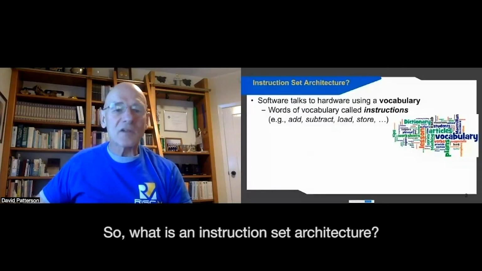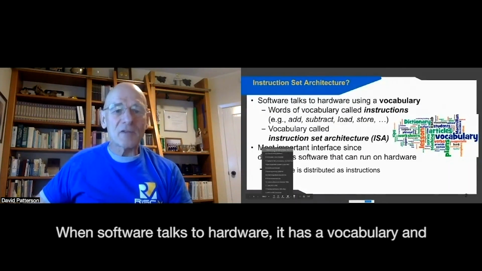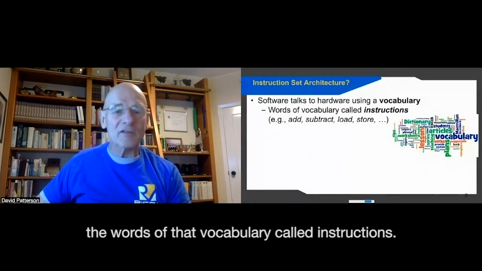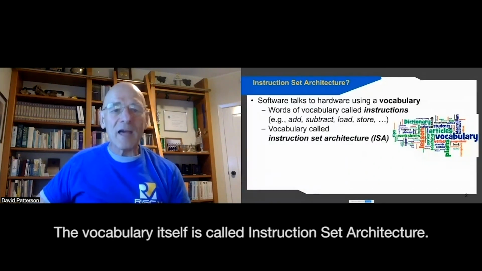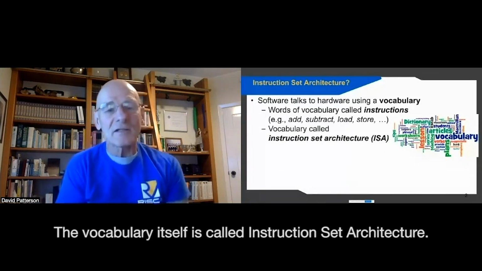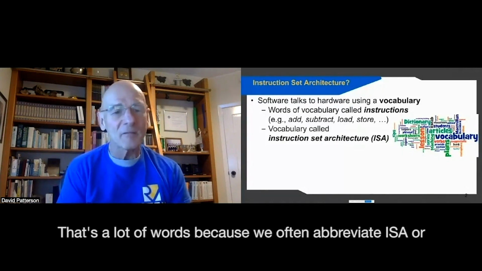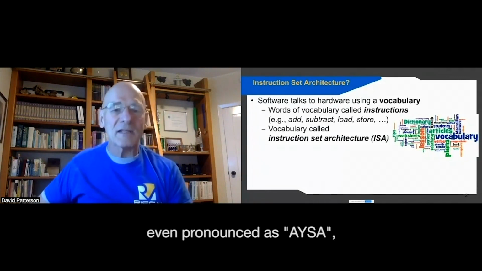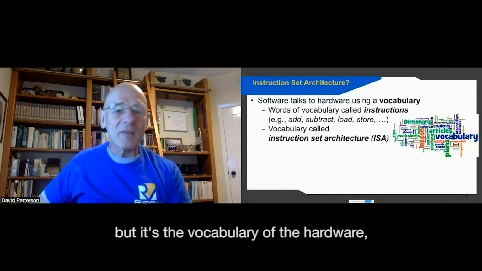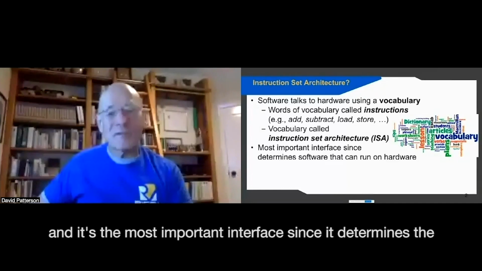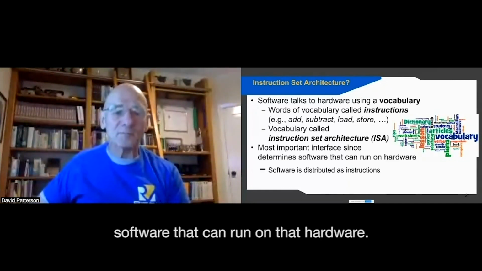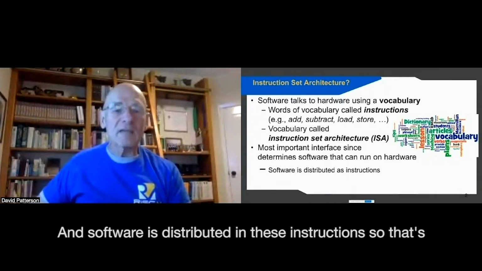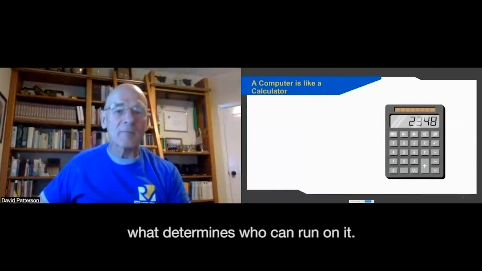So what is an instruction set architecture? When software talks to hardware, it has a vocabulary, and the words of that vocabulary are called instructions. The vocabulary itself is called instruction set architecture. That's a lot of words because we often abbreviate it ISA. It's the vocabulary of the hardware, and it's the most important interface since it determines the software that can run on that hardware. And software is distributed in these instructions, so that's what determines it can run on it.